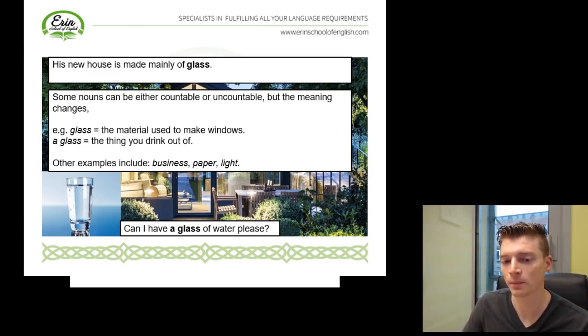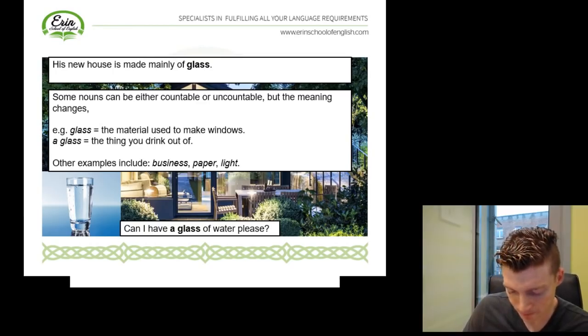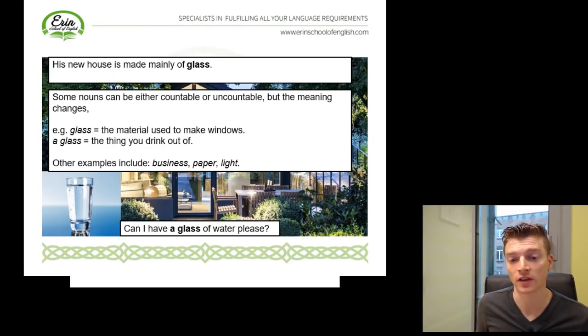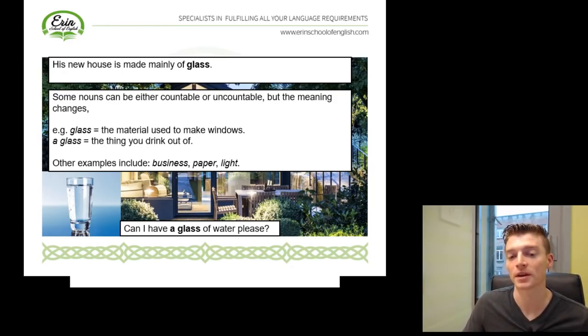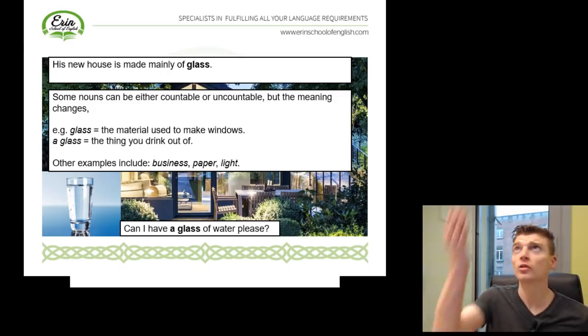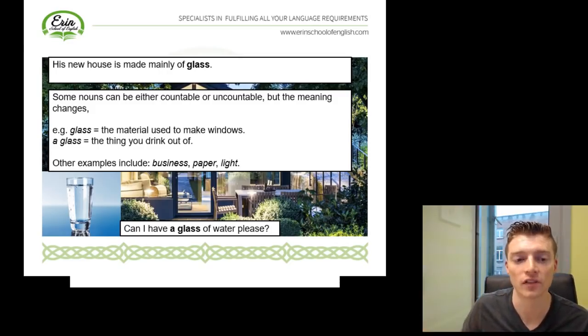Paper, another example. So we've got the material, paper, uncountable. However, if we're talking in the context of university, your professor might give you a paper to complete for the exam at the end of the course. In this context, it is countable. Light also, okay? So light, this word, it can be countable if we're talking about, for example, there are 2 lights on the ceiling. So in this case, it is countable. In other circumstances, the word light would be uncountable.